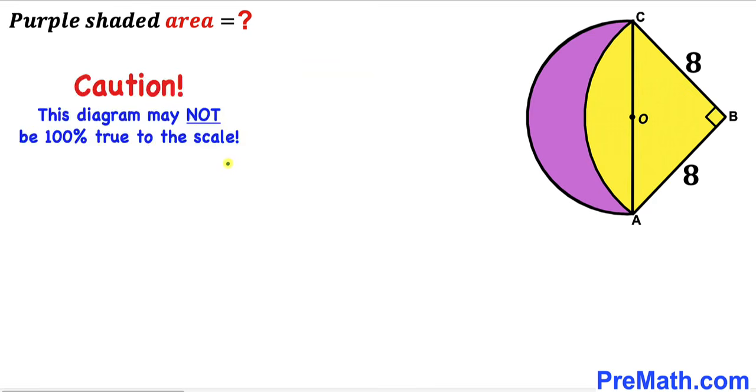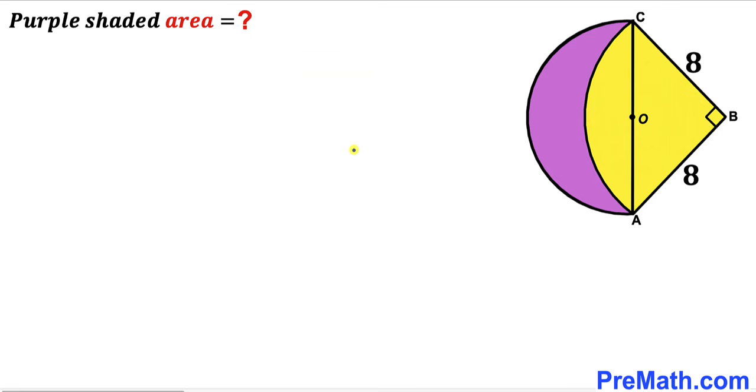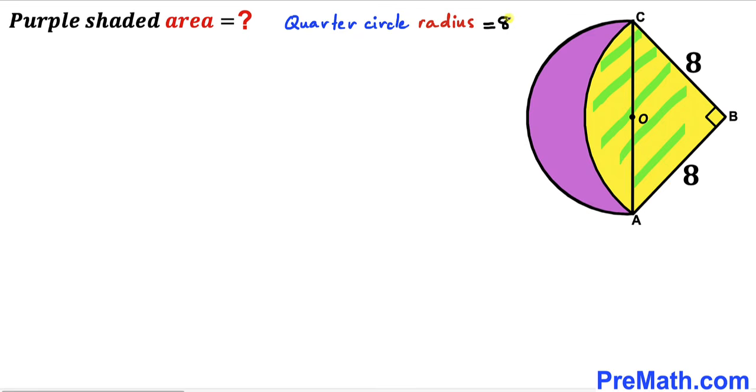Please keep in mind that this figure may not be 100% true to the scale. Let's go ahead and get started. Here's our very first step. Let's focus on this yellow quarter circle. We can see this is the radius of this quarter circle, and likewise, this is the radius as well. Both of them are 8 units. So this quarter circle radius is equal to 8 units.